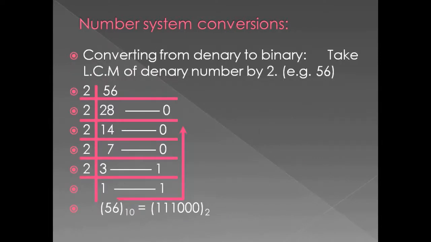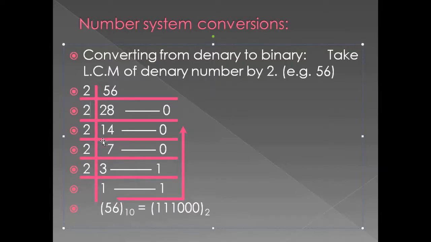Secondly, if you have to convert from decimal to binary, simply draw this type of table, write down the number and take LCM with 2. 2 28s are 56, nothing is left, put a line and write 0. 2 14s are 28, again nothing is left, put a line, write down a 0.